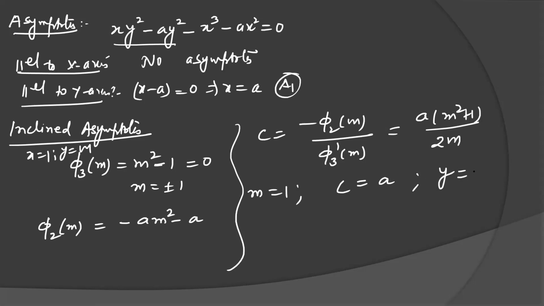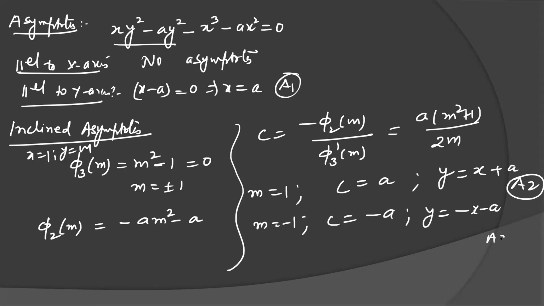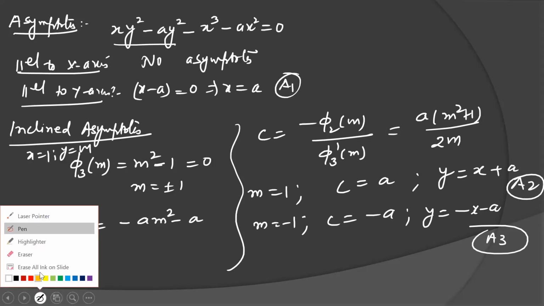So the asymptote will be y equal to m x plus c, it means y equal to x plus a. At m equal to minus 1, you will get c equal to minus a. So the asymptote will be y equal to minus x minus a. You have the second asymptote. This is your third asymptote. Now you have three asymptotes here. This problem is very important. Actually, the tracing of this curve is between the asymptotes.